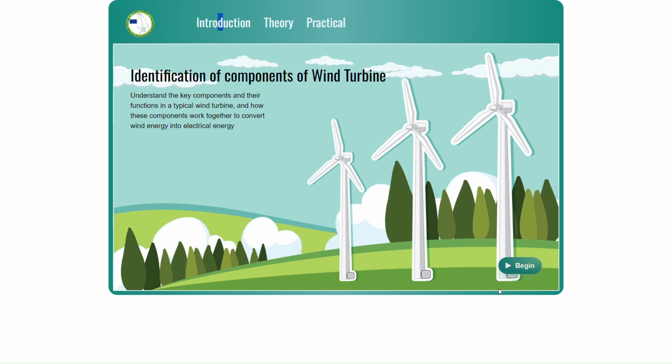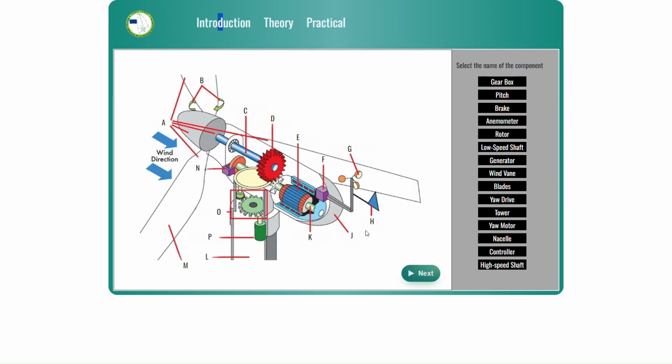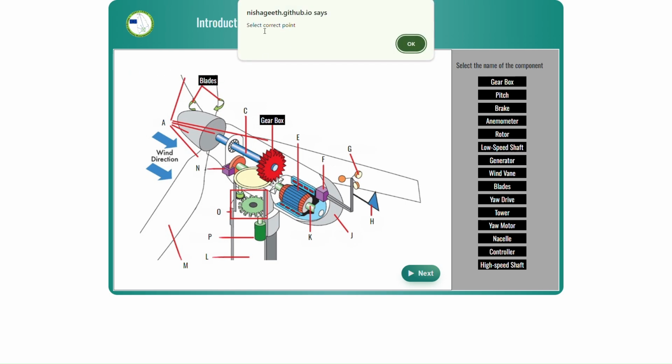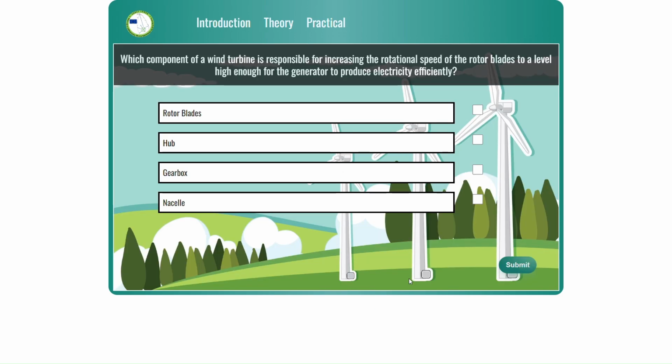This module is designed to help students identify and understand the key components of a typical wind turbine. Participants will explore the function of each component, including the rotor blades, nacelle, gearbox, generator, and tower, and how they work together to convert wind energy into electrical power. By the end of this practical, students will have a comprehensive understanding of the role each part plays in the overall system, enabling efficient wind energy generation and power output optimization.